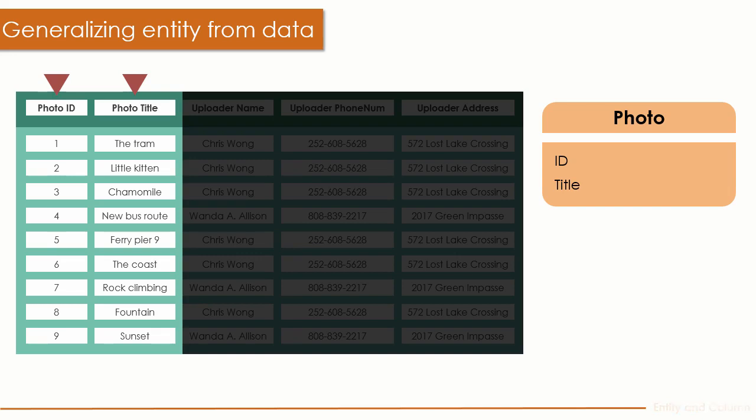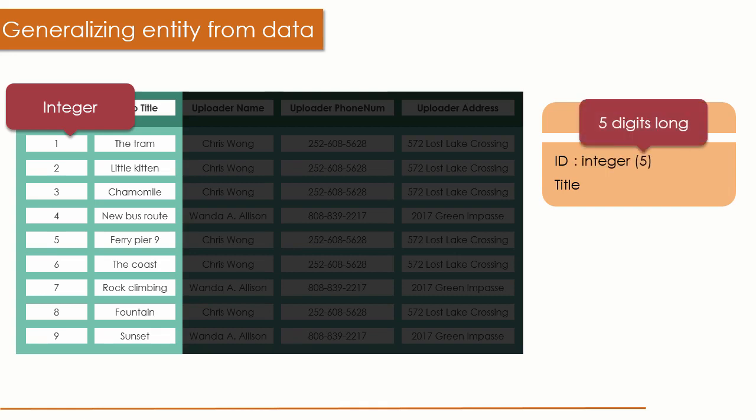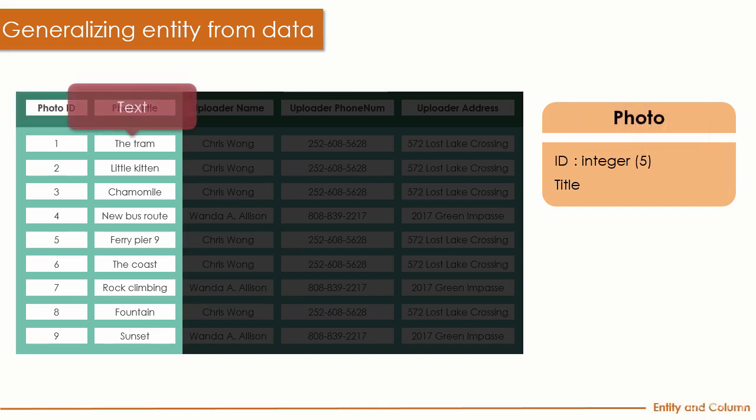If you look at the photo ID, it is an integer. We will put the integer in the ID column of your entity. And the title is text, so we will put a text type. In a database, it is a varchar type representing text, and you give the length.